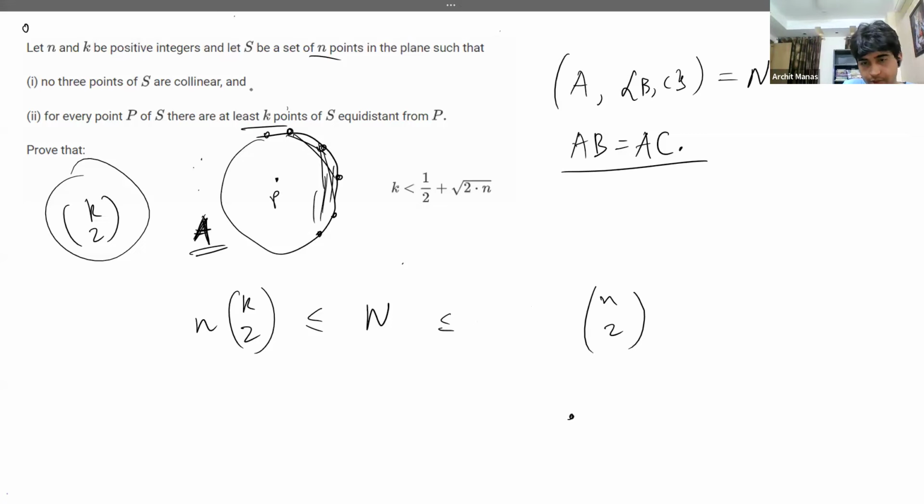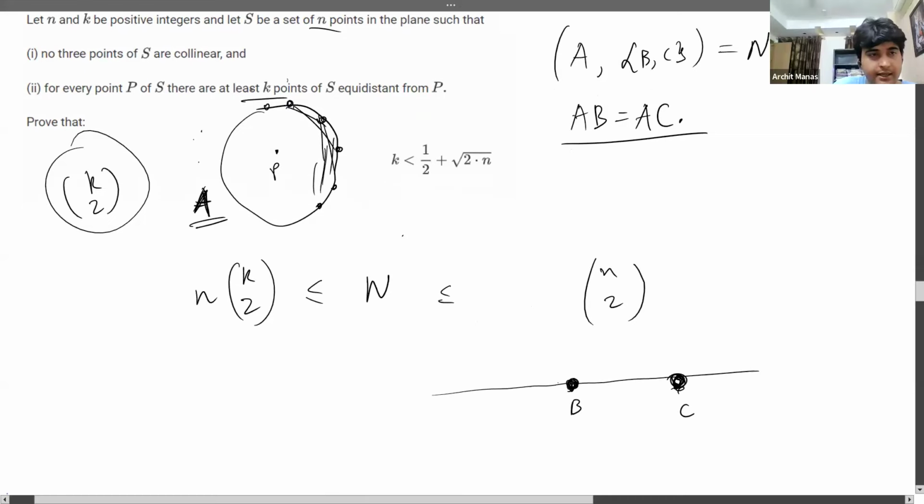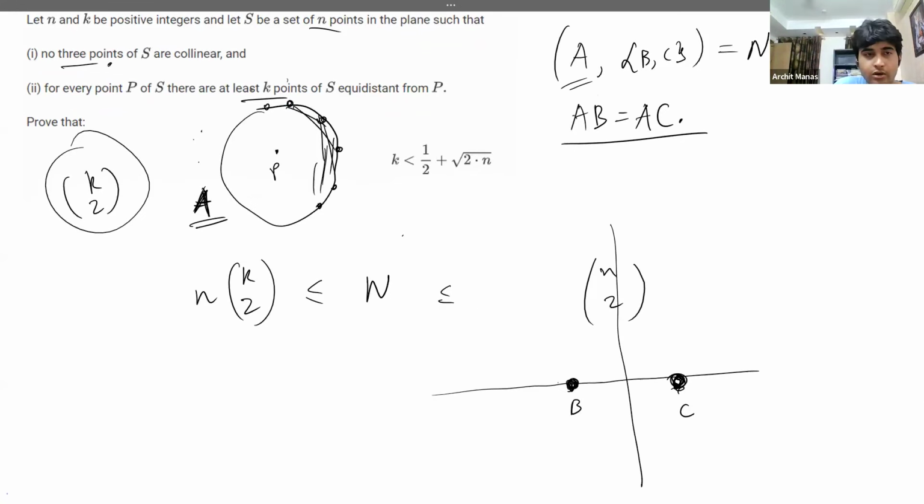So if you have some 2 points B comma C, how many points can you have that are equidistant from both of these? Only 2, right? Because no 3 points can be collinear, and they all lie on the perpendicular bisector line. So any point A that satisfies this must lie on this line. And you've already been told that no 3 points of S are collinear, so at most 2 points will satisfy this property. And so you have 2 times n choose 2 here.